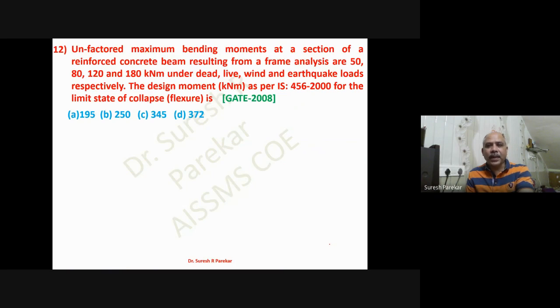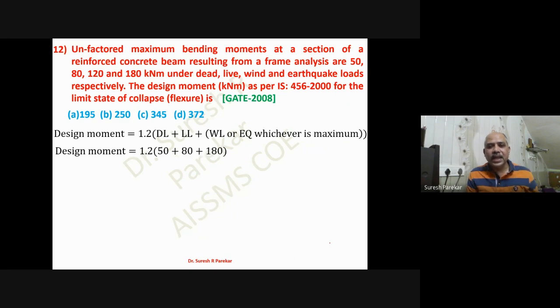Then the factored maximum bending moment. So we have to go for load conditions, and here we have 1.2 dead load plus live load, and wind load or earthquake load, whichever is maximum, and that gives me 372 kilonewton meter. Option is D.